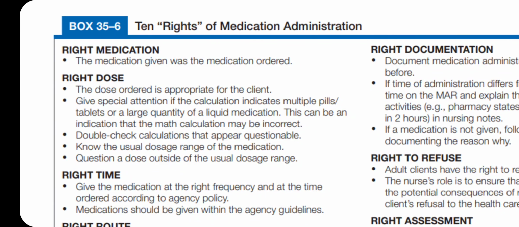So we need to give the medication at the right frequency and at the time ordered according to the agency policy. Yun nga sinasabi ko sa inyo na pag may mga medications kayo, may schedule tayo dyan. Usually kasi 8, 9, 10, 11, 12, may mga ganyan. Pero ang pinakamarami is 8, 12, 2 p.m. Okay? Sa morning shift. Now, sa afternoon din, we have 4 p.m., 6 p.m., 8 p.m., and then 10 p.m.